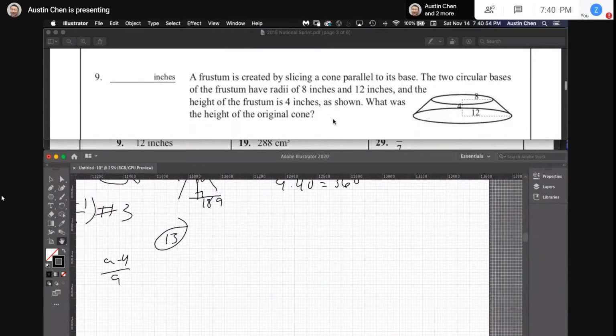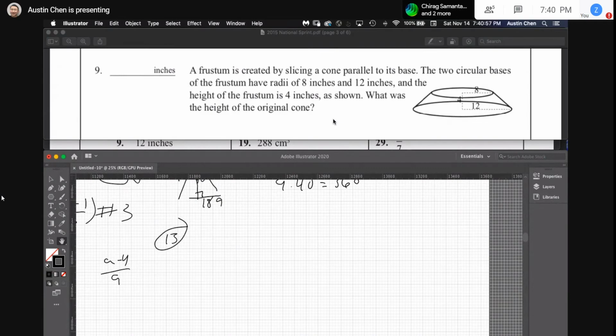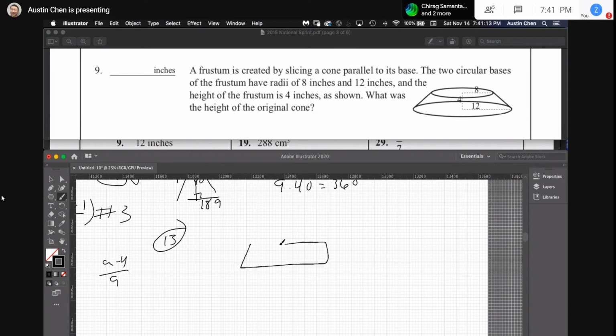A frustum is created by slicing a cone parallel to its base. Two circular bases of the frustum have radii of 8 inches and 12 inches, and the height of the frustum is 4 inches as shown. What was the height of the original cone? Okay, so let me draw a rough picture here. Not the best picture. Okay. And then we should look at what our original cone would look like. So we have this, right? And we can just call this X for now.